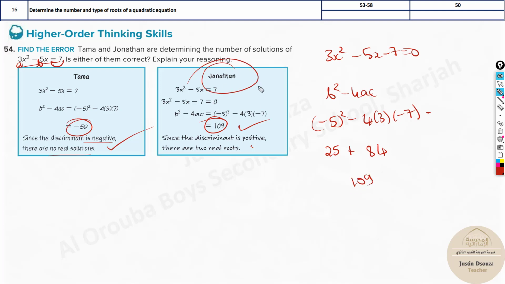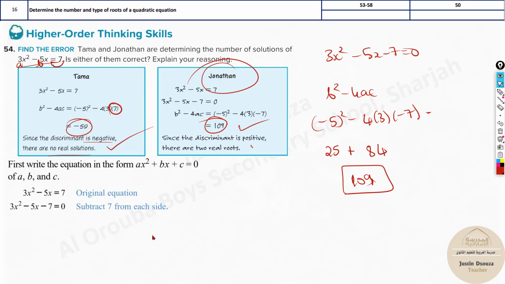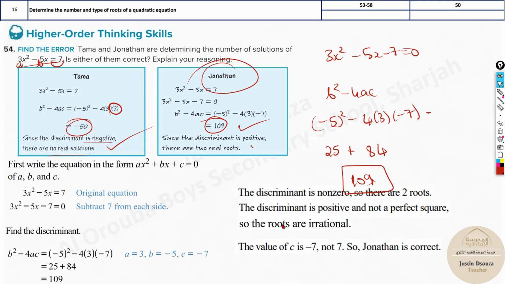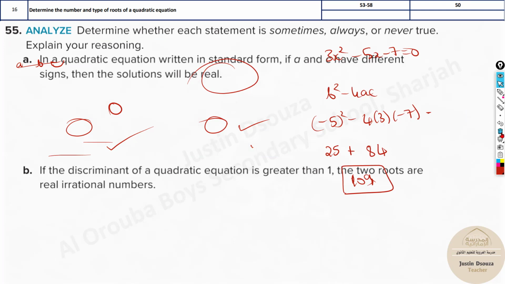Now this person, Jonathan, is the person who got it right. Okay, so that's the answer, and it's only two real roots. Now why did Tama get it wrong? Here you should take -7, whereas this girl did not take -7, she took plus, and that's the error. I hope this is clear. This is the answer, and so who is correct? Jonathan is correct.